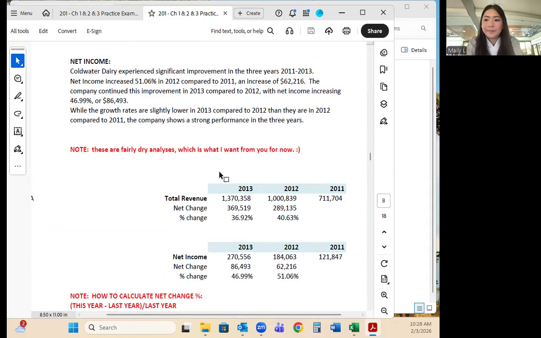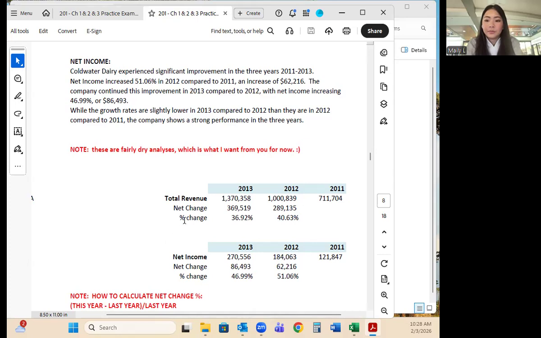So down here, I retyped the 3 years of revenue and 3 years of net income. You only need to do one, but I'm showing both. So we want to calculate the net change in dollars. So it's 2012 minus 2011. That's 289,135. So what does that number mean? It means sales went up 289,135. Is that good or bad?